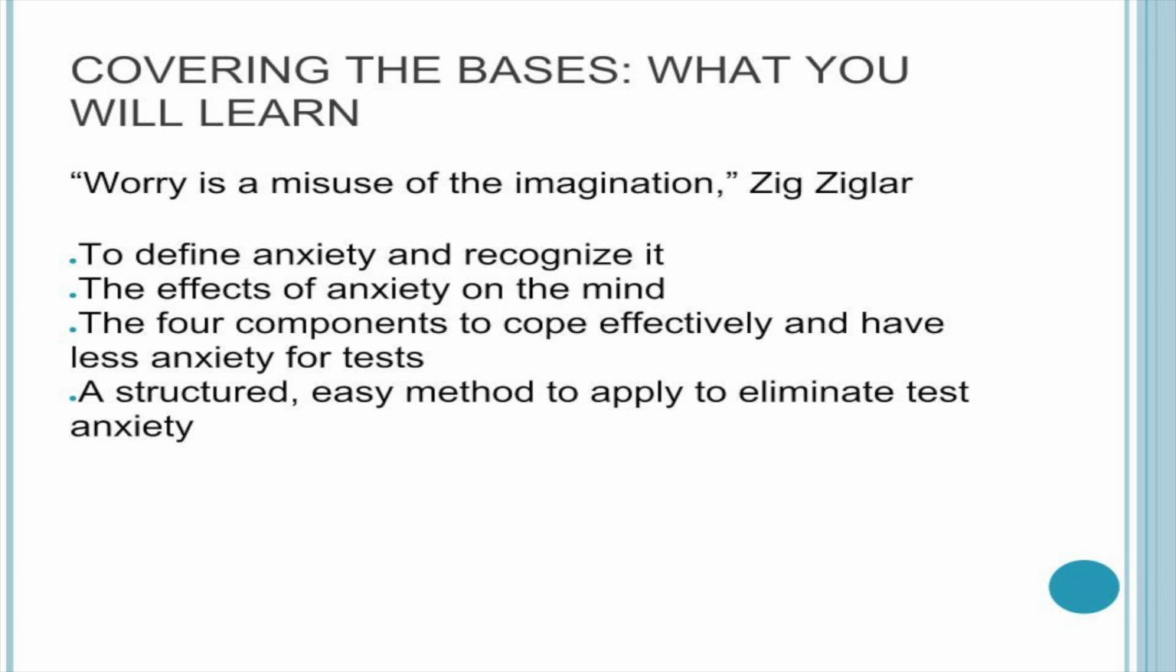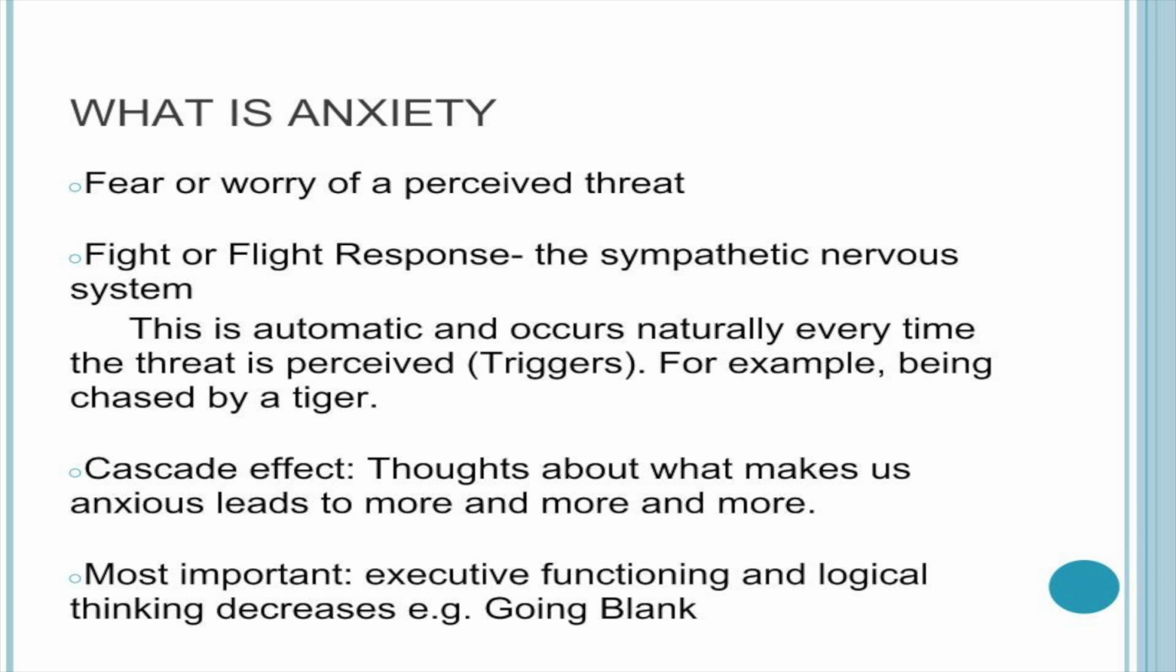So let's get started. What is anxiety? Anxiety is fear or worry of some perceived threat. It leads to a fight or flight response. It's the sympathetic nervous system. It's an automatic reflexive response that occurs naturally every time we feel that a threat is there. For example, if we've ever been chased by a tiger, we definitely need to fight or we need to run away. That is definitely a perceived threat.